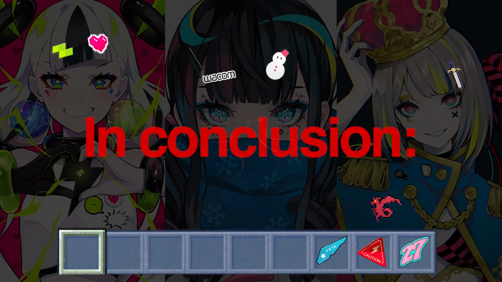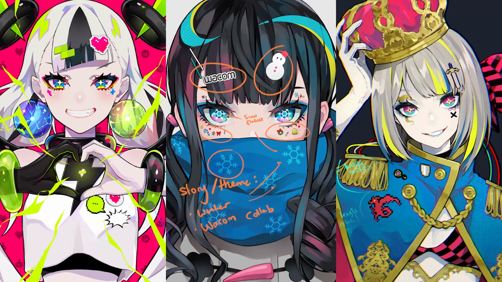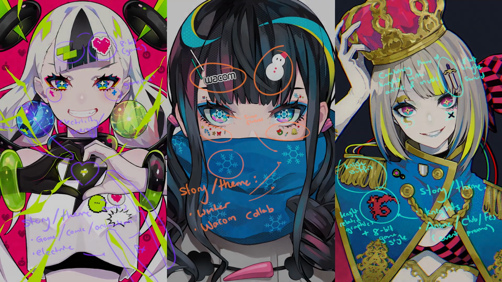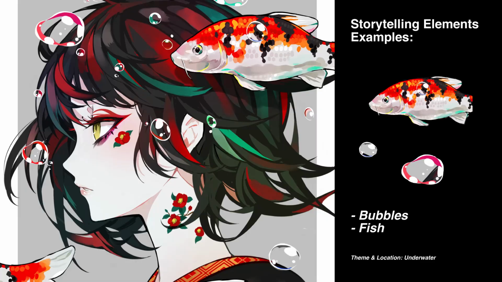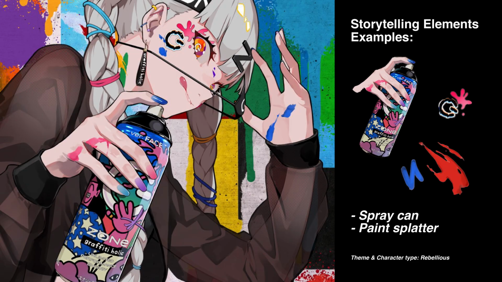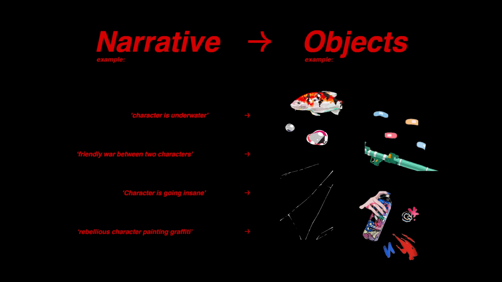In conclusion, every object placed in the illustration has some kind of purpose. They are often linked to the story of the image somehow. You could say that the main aim of his illustration is to tell a story. Whether it's trying to tell the audience, for example, the location, the mood, the emotion, or character type. Consider the narrative behind your character and what you are trying to tell the audience, then add objects revolving around that.